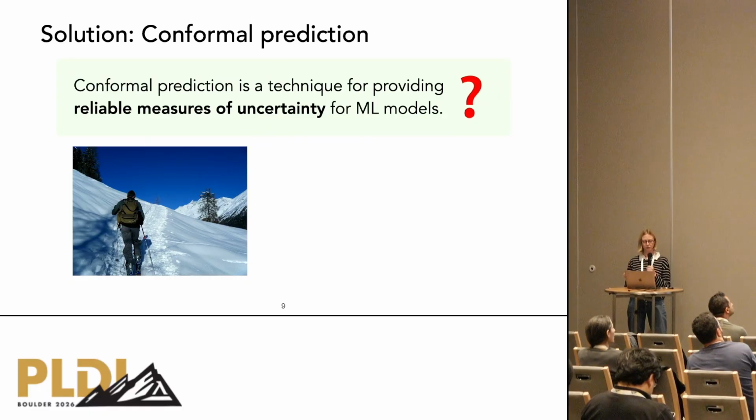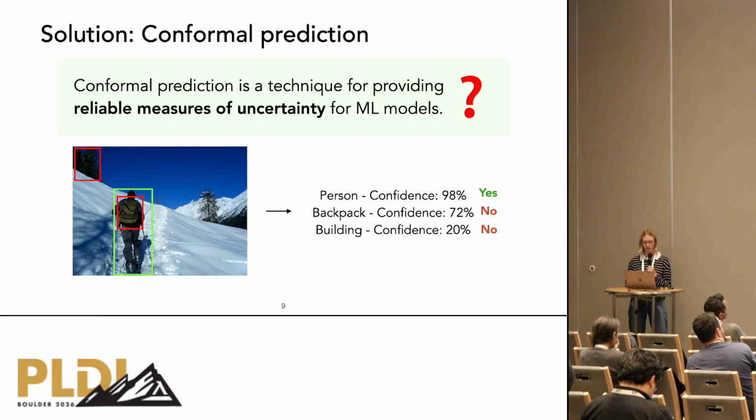To address this issue, we use conformal prediction to explicitly model uncertainty in neural predictions. Instead of producing a single prediction, conformal prediction returns a set of plausible predictions that contain the true label with high probability. In this example, the model confidently detects the person, but is uncertain about the backpack. Standard inference would discard this low confidence prediction, causing the correct program to be pruned.